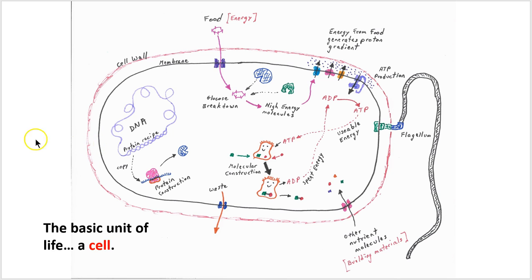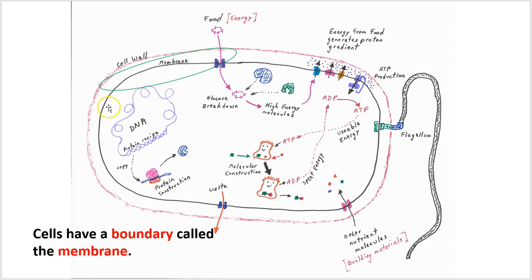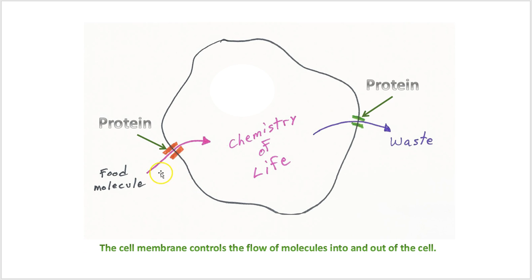So the basic unit of life on Earth is a cell. All living things on Earth share many of the features of this first and simplest kind of cell, a bacteria cell. We learned that the boundary of the cell is the cell membrane. It's a flexible boundary. Now, some cells have a more rigid cell wall as well, but the membrane is shared by all cells. The membrane performs important jobs. It confines molecules within a small volume so that they can interact and perform the chemistry of life. In addition, the cell membrane controls the flow of materials into the cell and waste out of the cell.